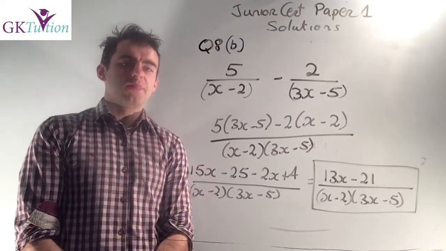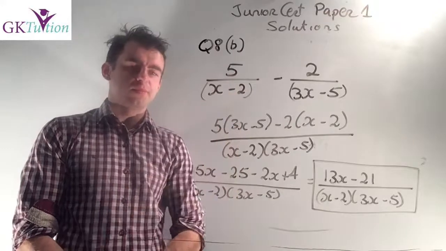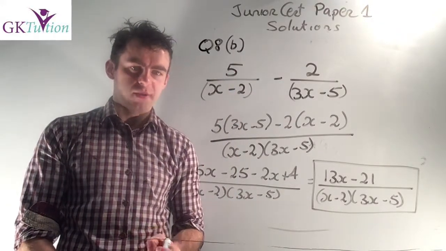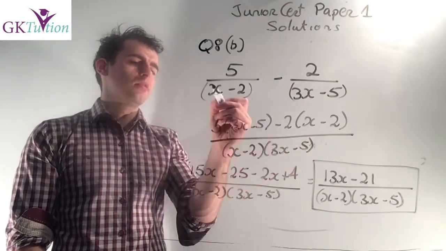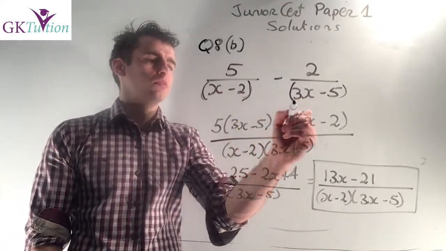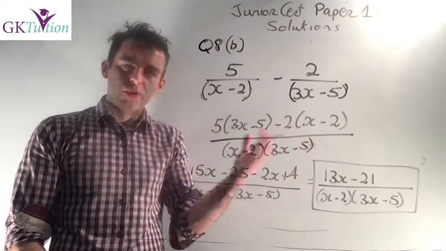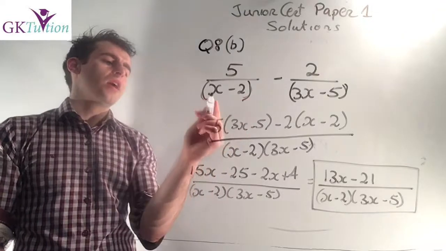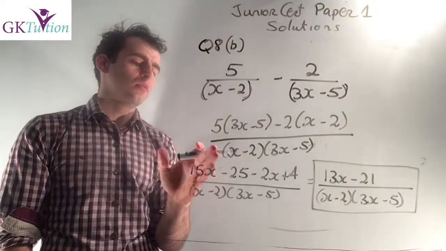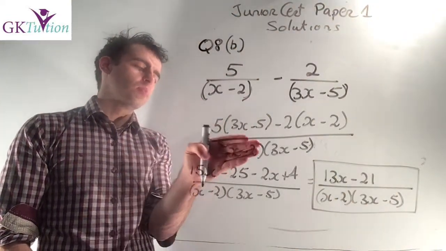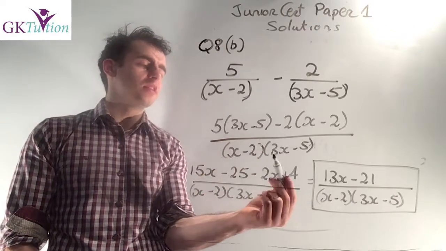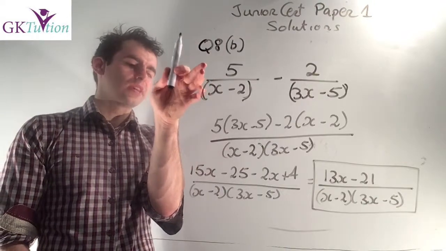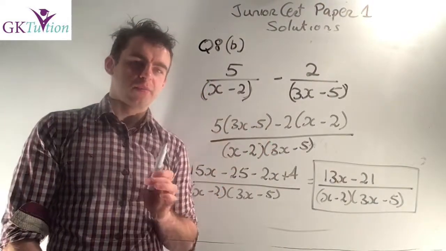For question 8 part B, I just need to simplify these fractions. In order to add or subtract fractions, we always get a common denominator. So the common denominator in this case is just x minus 2 multiplied by 3x minus 5. You just multiply out the bottom of your fractions and that's your common denominator. Now you have to ask yourself, how many times does x minus 2 divide into the common denominator? Well, x minus 2 will cancel with itself and it divides in 3x minus 5 times. Which means that it's whatever was above the x minus 2 multiplied by 3x minus 5.